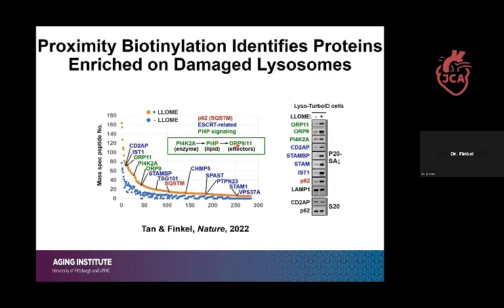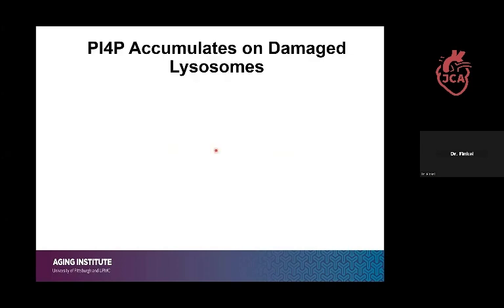And ORP9 and 11 are proteins that are known to bind PI4P. So the fact that these three proteins were recruited to the lysosome suggested that this pathway, a lipid kinase PI4P dependent pathway, may be important for lysosomal repair. And no one had really described that before, so we thought that might be worth pursuing.